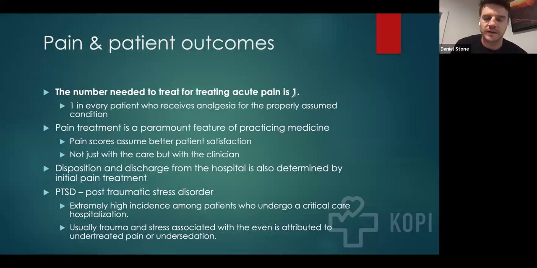So I said this earlier already. The number needed to treat for pain is one, meaning that all you have to do is intend on giving one patient one medication or one possible agent, and analgesia works at different levels, but all you have to do is intend on treating the pain, and the number needed to treat is really just one.